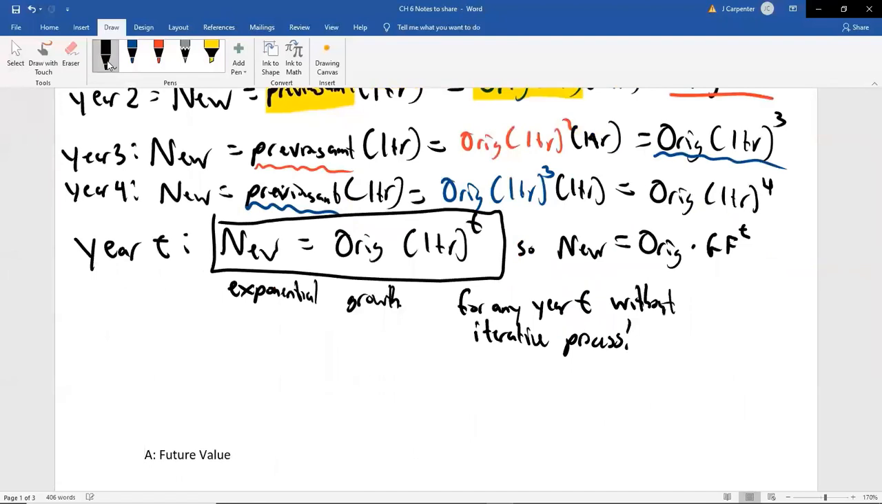So if you want to know year 50, you go straight to year 50. If you want to know year 2000, you go straight to year 2000. If you want to know year 5, you don't need years 1, 2, 3, and 4 to find out year 5.